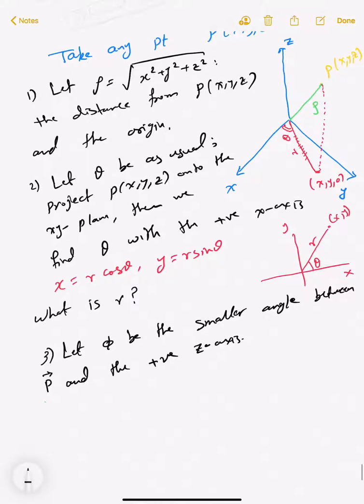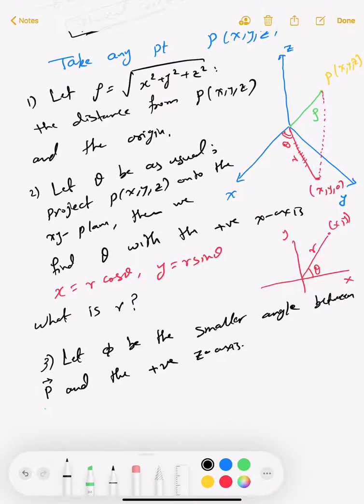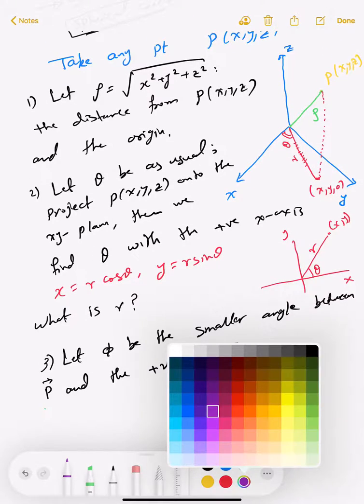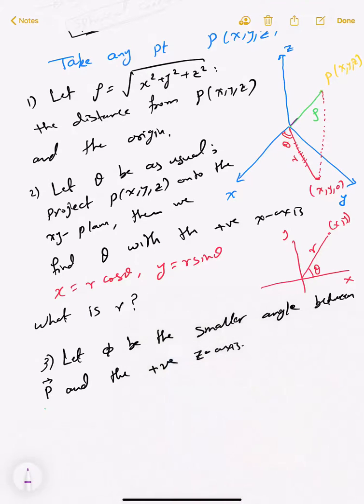So what is phi? If you look back at our figure, this is what we mean by P arrow. Remember, if you have a point P and you add the arrow, that means the vector from the origin to that point. Now we are measuring the angle between the vector P and the positive Z axis. So this is my phi.